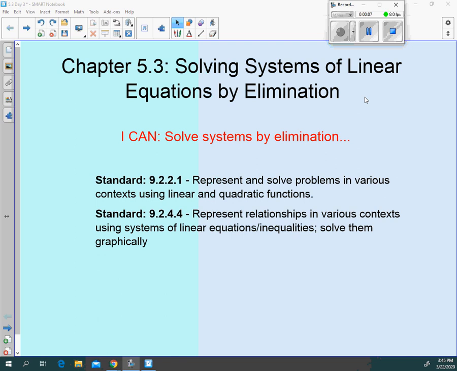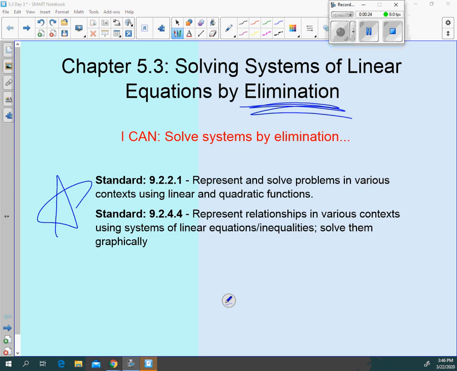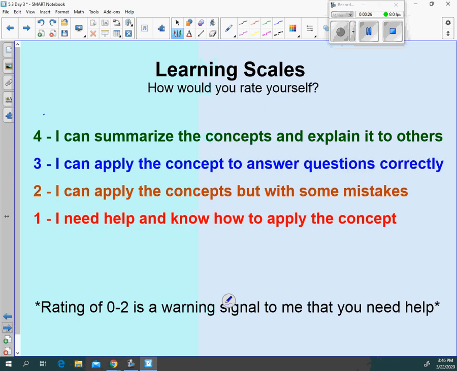We're going to be doing the third and final day of 5.3 today, solving systems by my favorite of the three methods, elimination. Graphing and substitution was 5.2, and elimination. Bunch of standards we're covering today. Hopefully you're good, and hopefully now we're getting to the point where we are at a 3 or 4 with these now that we spent 2 days in it.